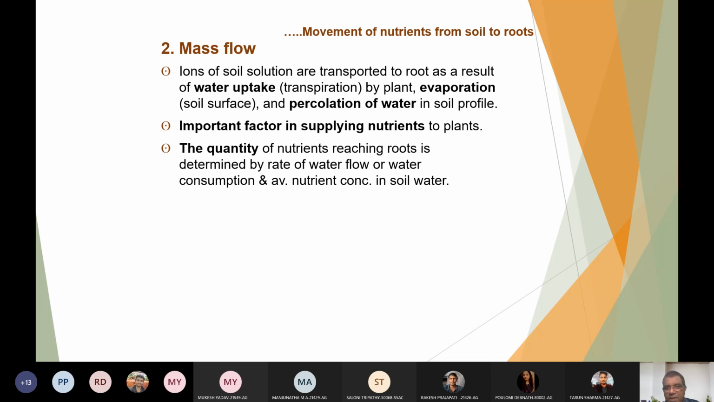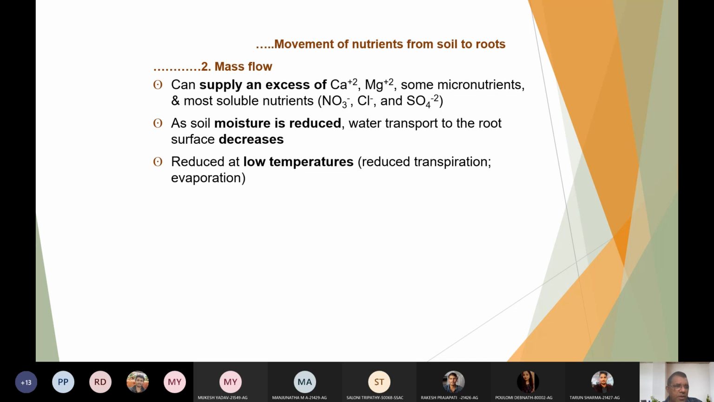The flow will depend upon the rate of water flow or water consumption and the average nutrient concentration in the soil water. If you have more concentration of nutrients, there will be more movement. If you have more water, more movement. Less water, less movement by mass flow. Mass flow can supply an excess of calcium, magnesium, some micronutrients, and most soluble nutrients like nitrate, chloride, and sulfate. They move by mass flow.